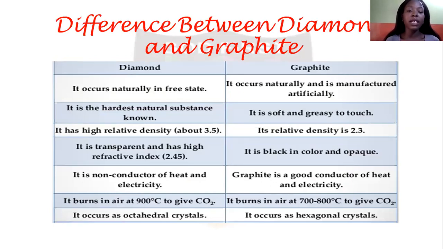Diamond is transparent and has a high refractive index, but graphite is black in color and opaque. Now, diamond is a non-conductor of heat and electricity, but graphite is a good conductor. Diamond burns at 900 degrees centigrade to give CO2, that's carbon IV oxide, while graphite burns at 700 to 800 to give carbon IV oxide. In terms of shape, diamond is octahedral, while graphite is hexagonal.